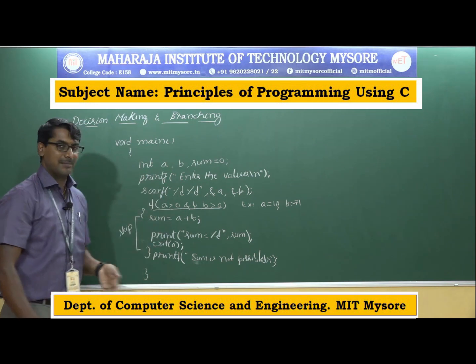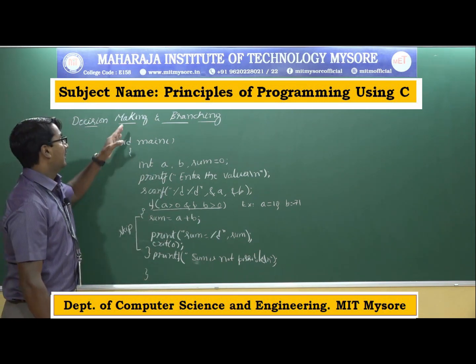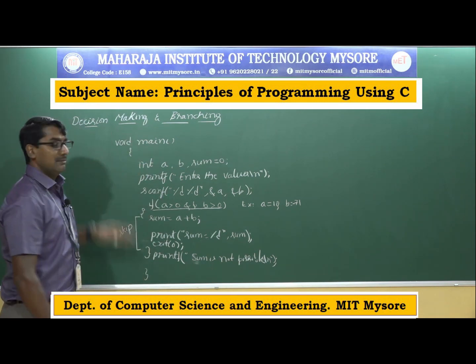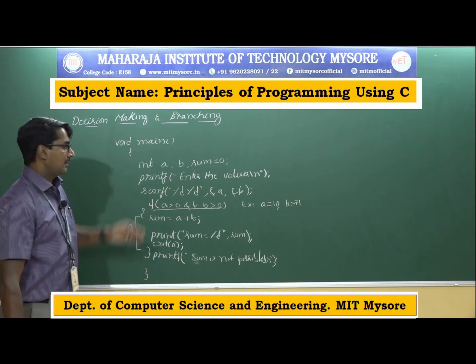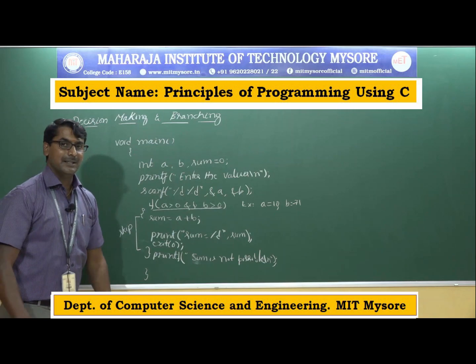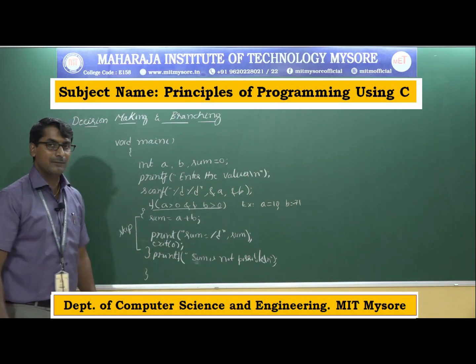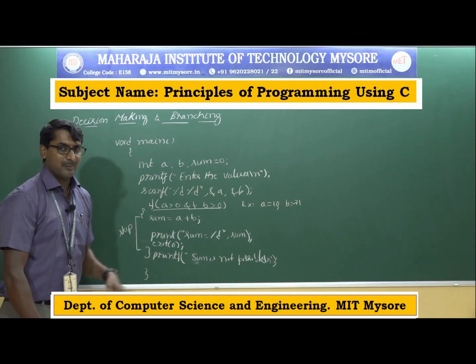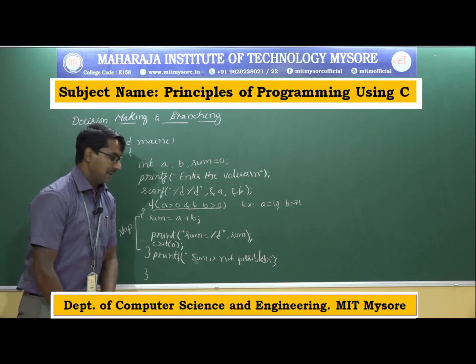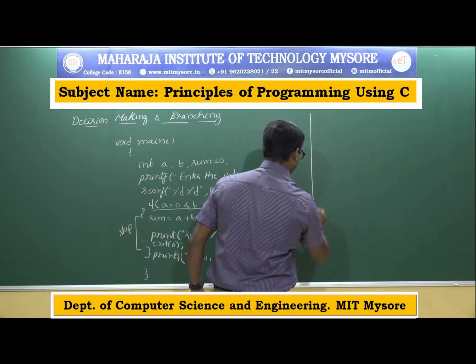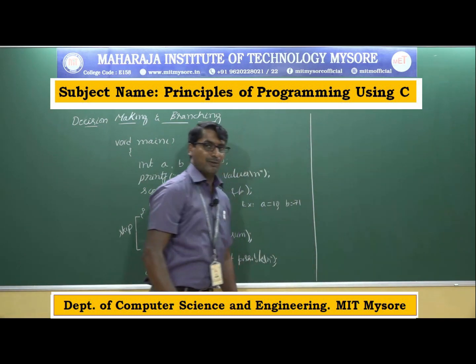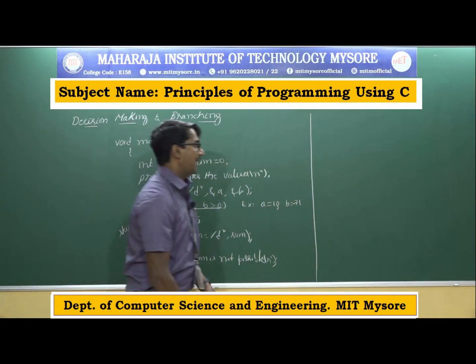This type of statement is called a branch statement or decision making statement. In this session we are going to discuss different types of branch statements or decision making statements. C programming supports 4 different types of branching statements.